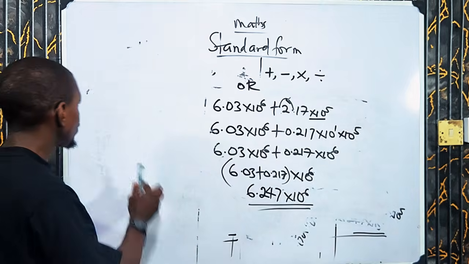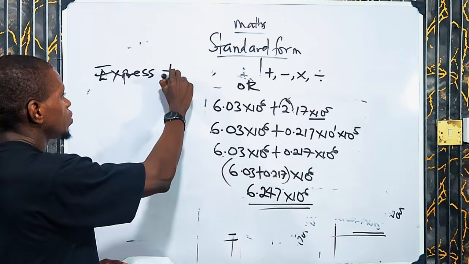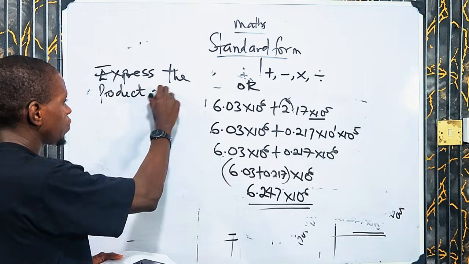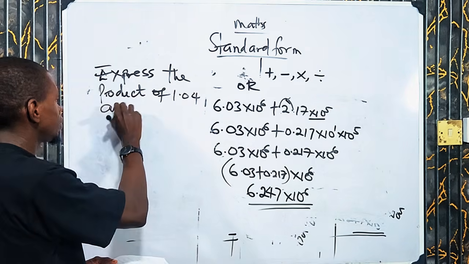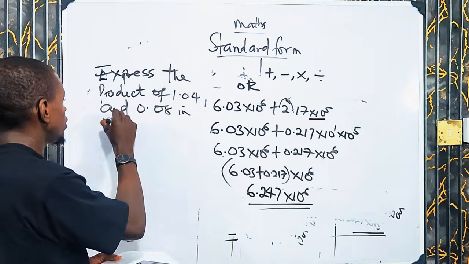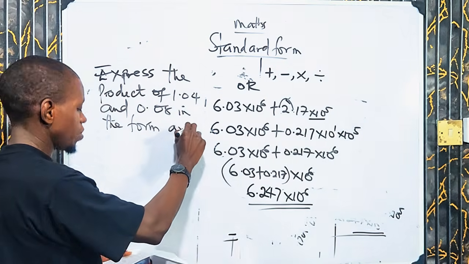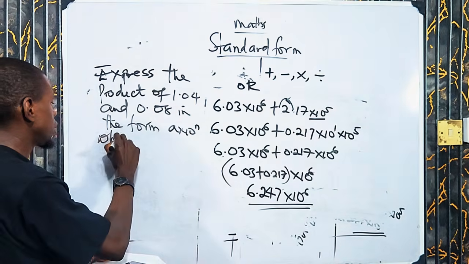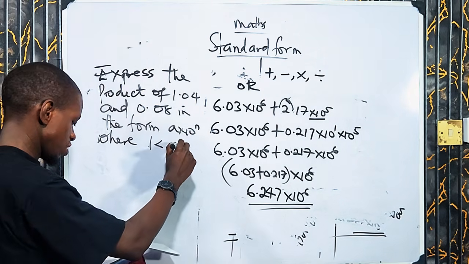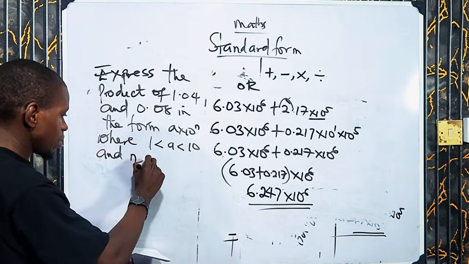The question says, express the products of 1.04 and 0.08 in the form a times 10 to the power n, where 1 is less than or equal to a is less than 10, and n is an integer.